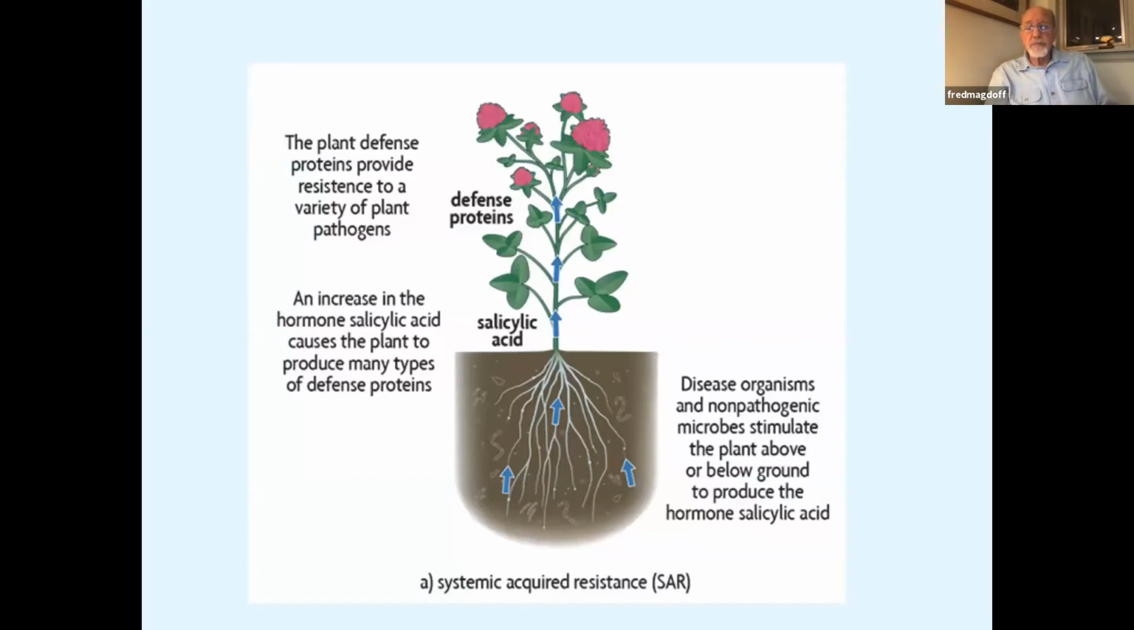Okay, so this is switching gears, but staying with the defense issue. This is showing a red clover, but there are other plants also. When disease organisms and non-disease organisms produce chemicals, they stimulate the below-ground part of the plant, that is the roots, to produce salicylic acid, which we know of as aspirin, and it gets transported to the upper part of the plant, that is above ground. That causes the plant to produce many defense proteins, and those defense proteins provide resistance to a variety of plant pathogens. So this particular type of resistance to disease is called systemic acquired resistance.